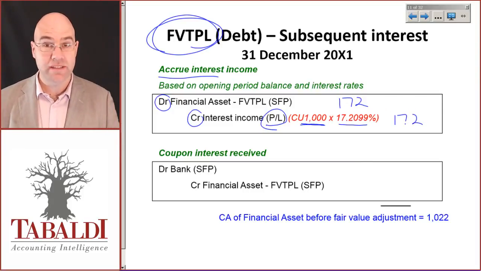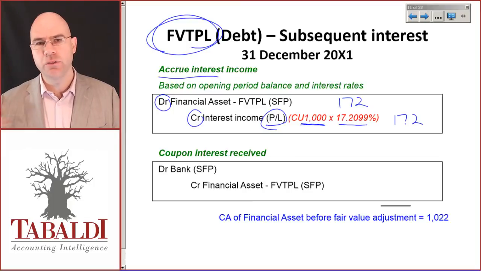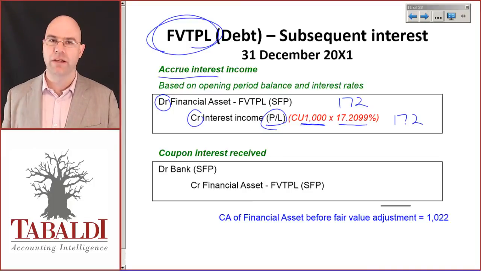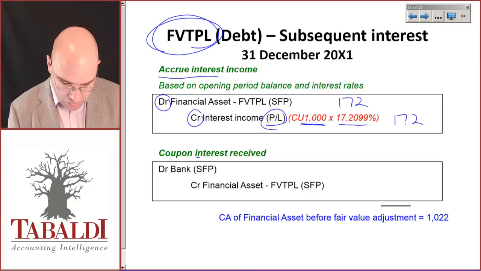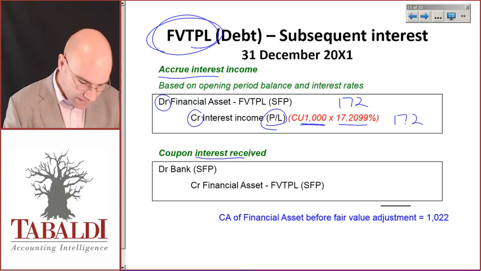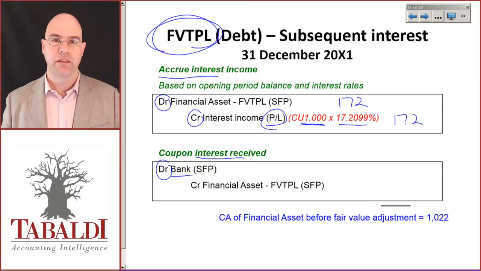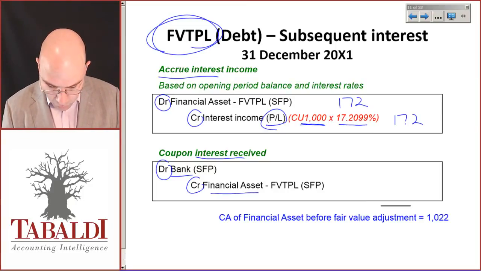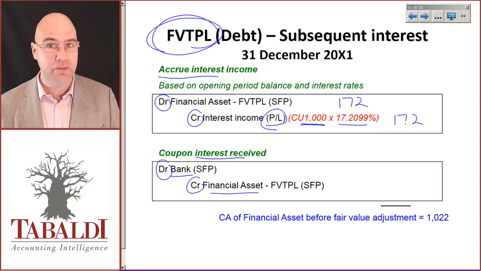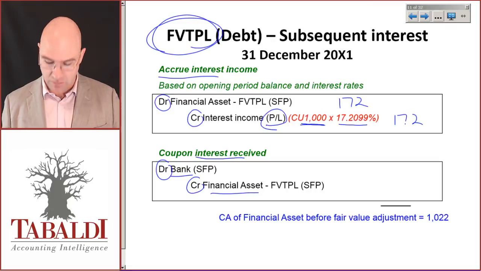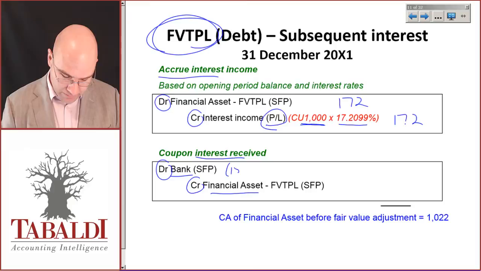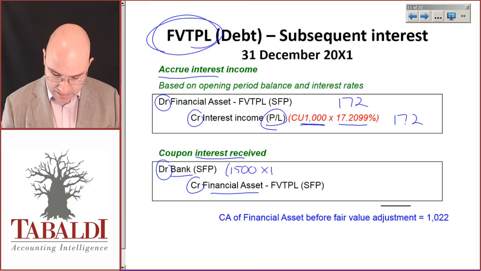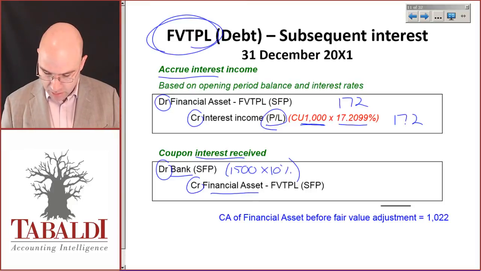I could use the amortization function on the calculator. I'll do a separate video later to walk you through how to do that on your calculator. Then we have the actual coupon interest received. That is an actual cash receipt, debit bank. I will then make the financial assets smaller because we are receiving some of those future benefits. They're decreasing, right? And that was just the 1,500 par value times the 10% coupon, which gives me 150.